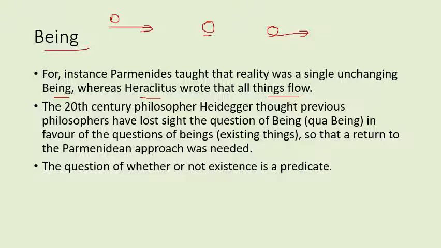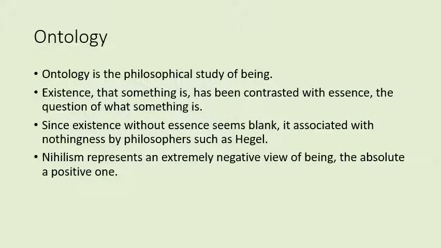The 20th century philosopher Heidegger thought previous philosophers had lost sight of the question of being as just being, in favor of the question of beings, existing things, so that a return to the Parmenidean approach was needed. The question of whether or not existence is a predicate. Ontology is the philosophical study of being. Existence, that something is, has been contrasted with essence, the question of what something is. Since existence without essence seems blank, it is associated with nothingness by philosophers such as Hegel. Nihilism represents an extreme negative view of being, the absolute a positive one.